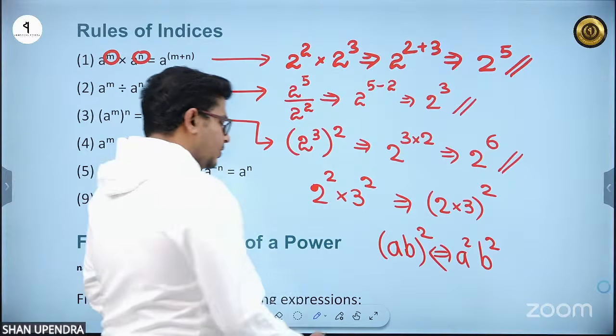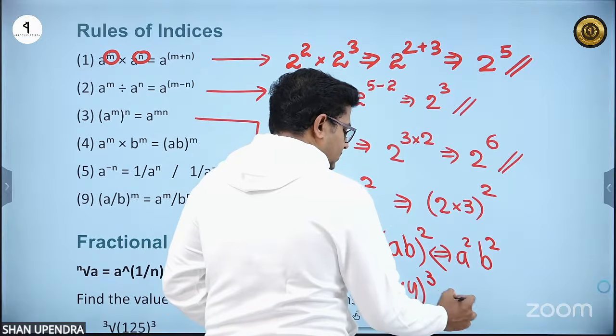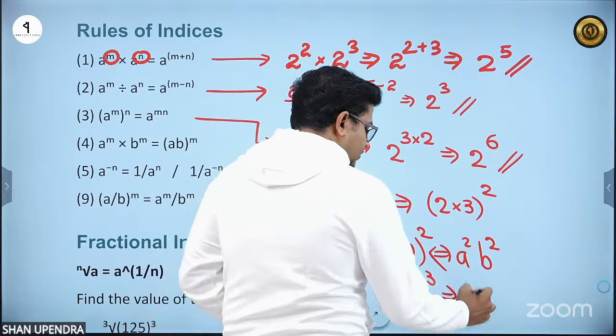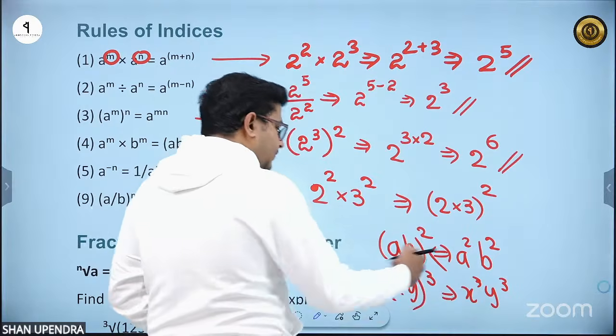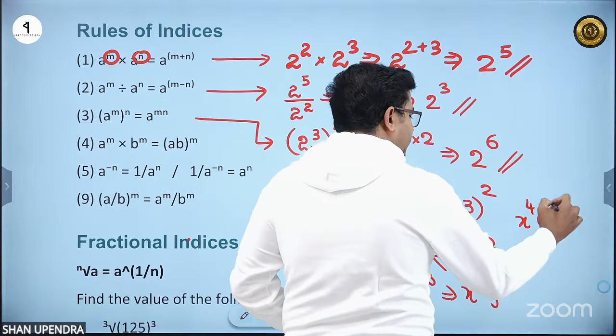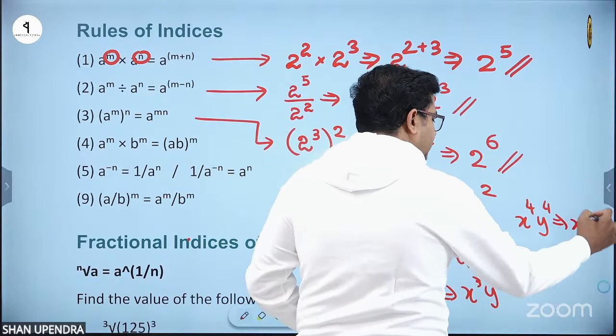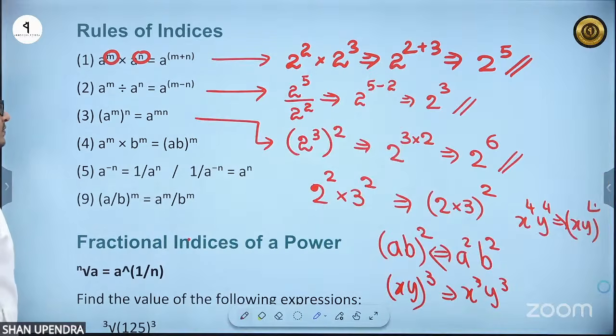Let's say xy to the power 3, then you can represent this as x to the power 3 y to the power 3, and if you have something like x to the power 4 y to the power 4, you can write xy to the power 4. This is very important, remember that.